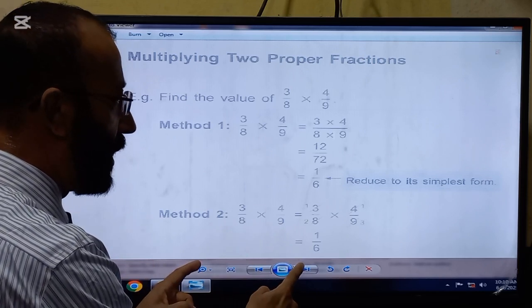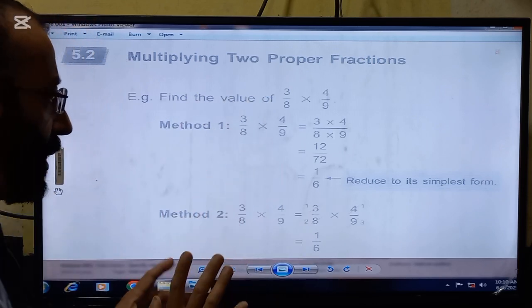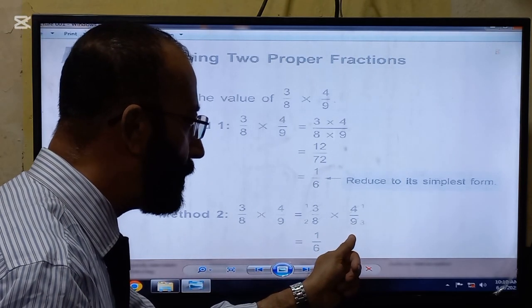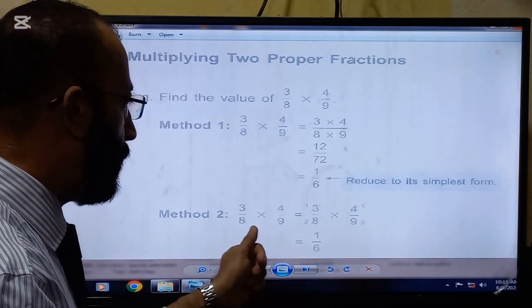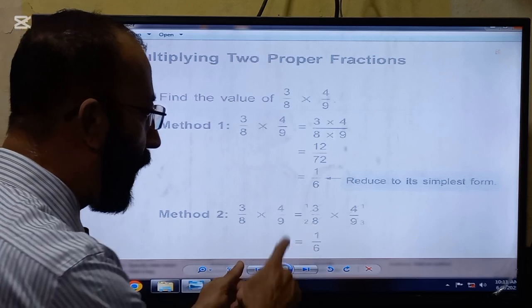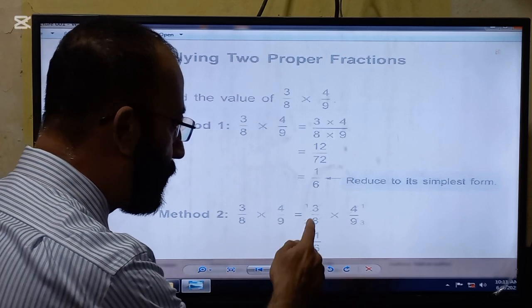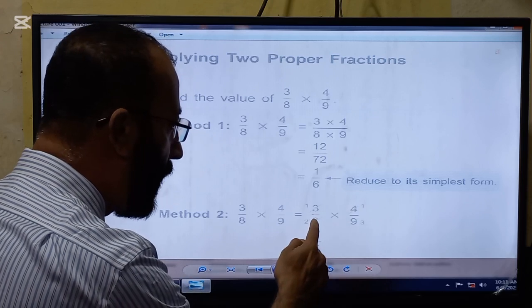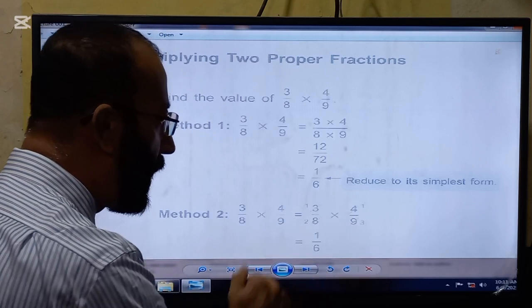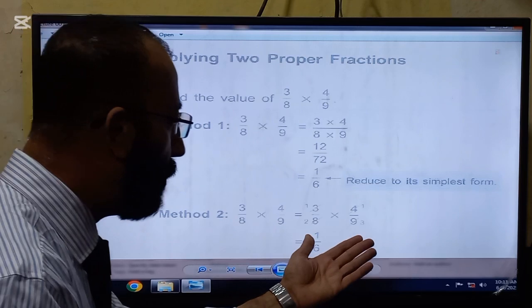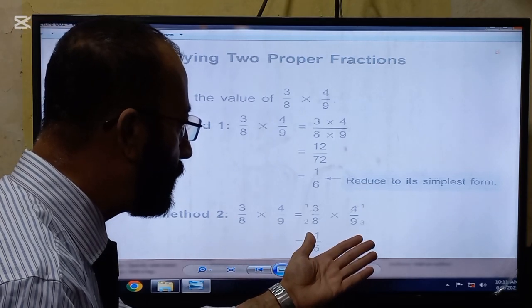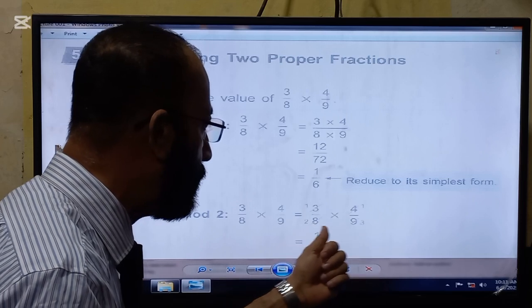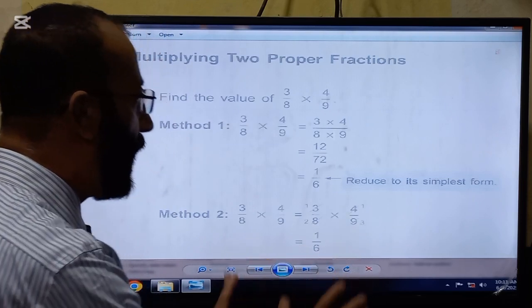Here is another method to solve the same question. The method is to first cancel the values and then solve it. So look, this is the question. The values can be cancelled. So 3 ones are 3, 3 threes are 9, and 4 ones are 4, and 4 twos are 8. So no more values can be cancelled now. So multiply the numerator with the numerator. So 1 one is 1 and 2 threes are 6. So this is the answer.